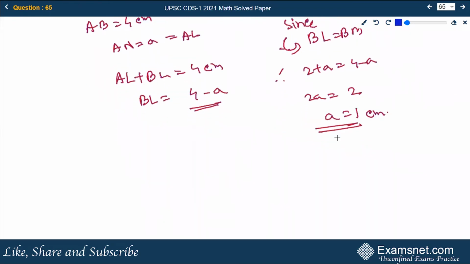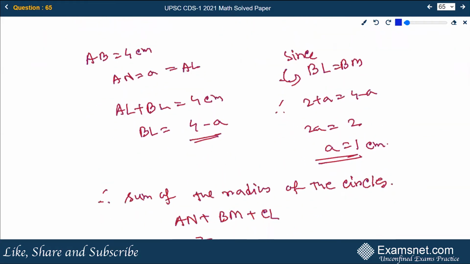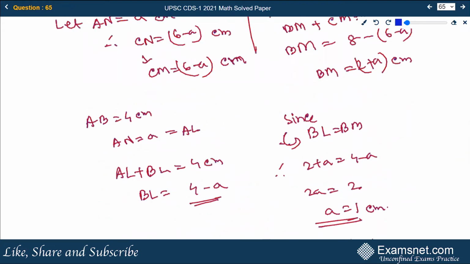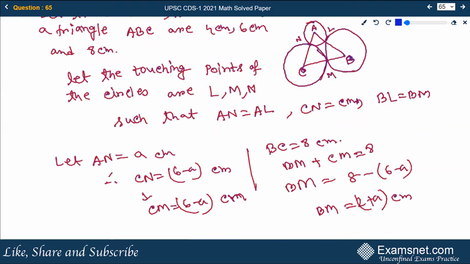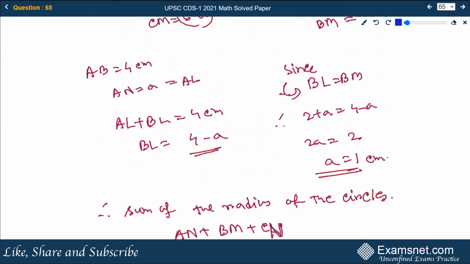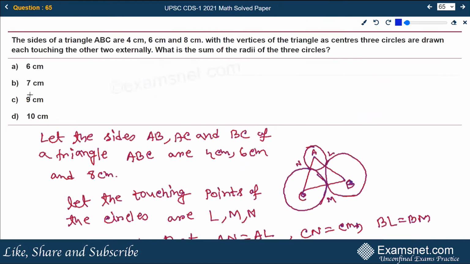So the sum of the radius of the circles is AN plus BM plus CN. AN is 1, BM is 3, and CN is 6 minus 1, that is 5. So 9 centimeter is the sum of the radius of all the circles. So here option C is the correct answer. Sum of the radius of 3 circles, 9 centimeter.